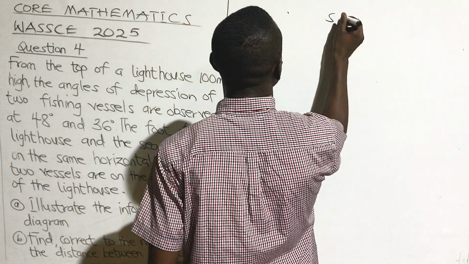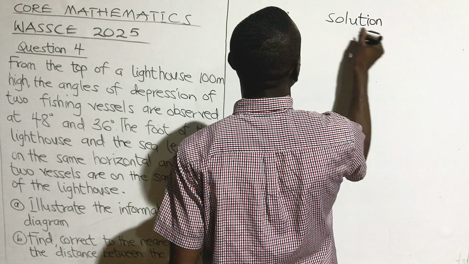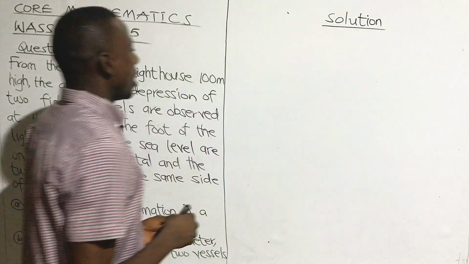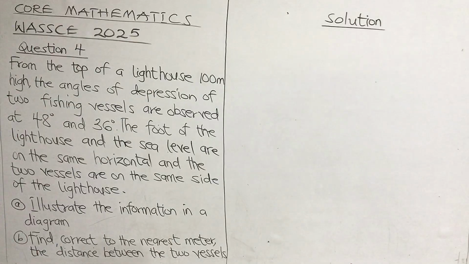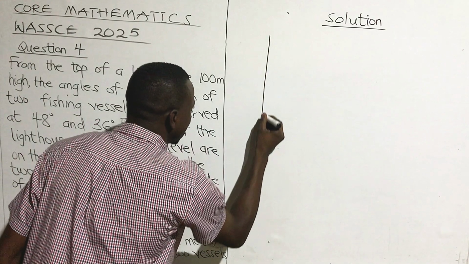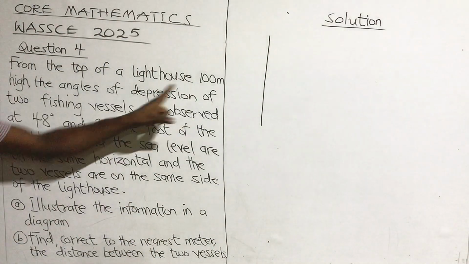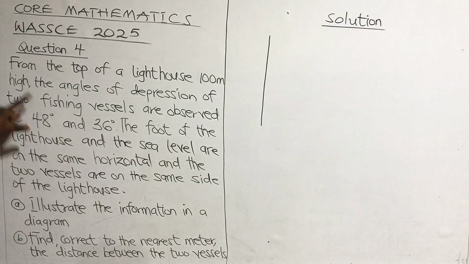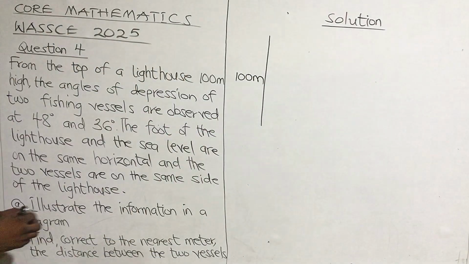Solution. Now from here, the lighthouse looks vertical, just like a building. So I am going to present it vertically like this. And the question said it's 100 meters high. So from the word height, the height is 100 meters.